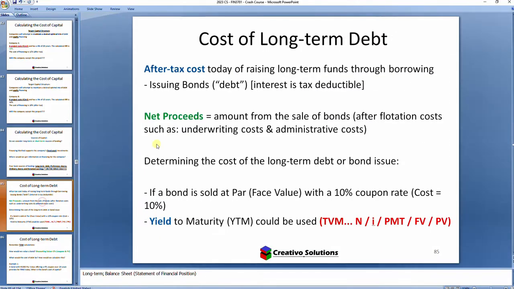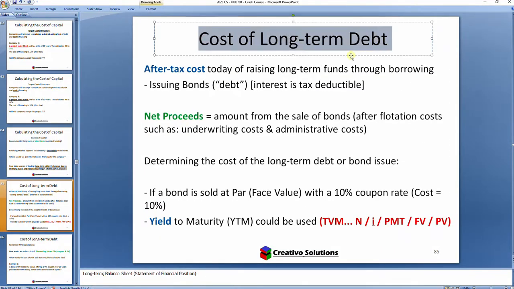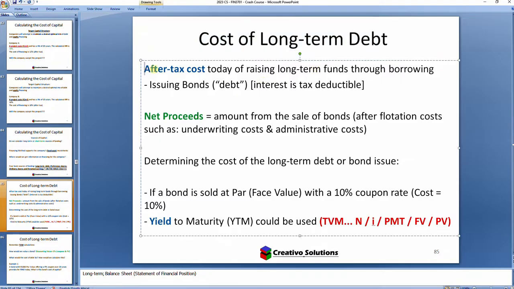The first one is cost of debt. That's number one. Remember we said debt is good. Why? Because it's after tax. Interest is tax deductible. There's the note in your slide. Net proceeds is how much I get after I've issued the bonds. When you sell bonds, this is something you covered in FIN3701, the previous module. It's exactly the same here. So it's revision. There's nothing new.